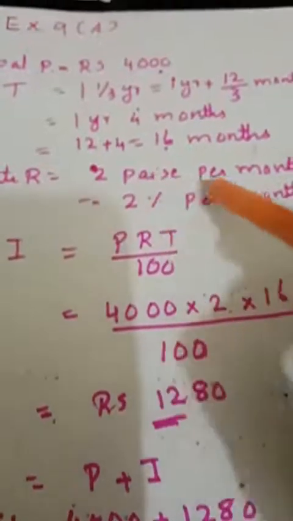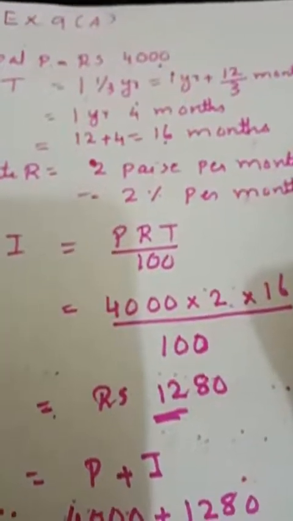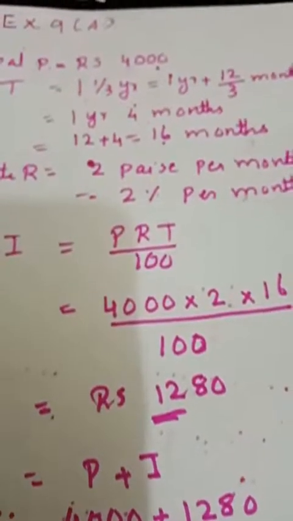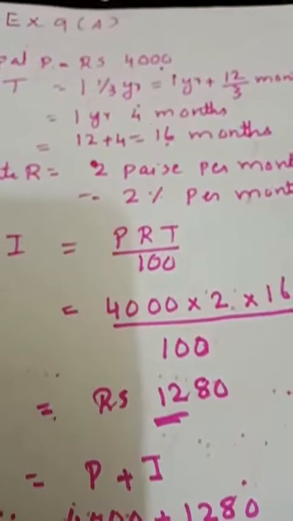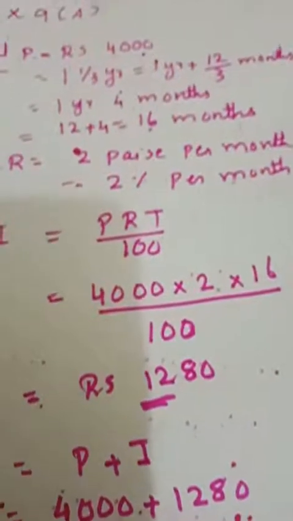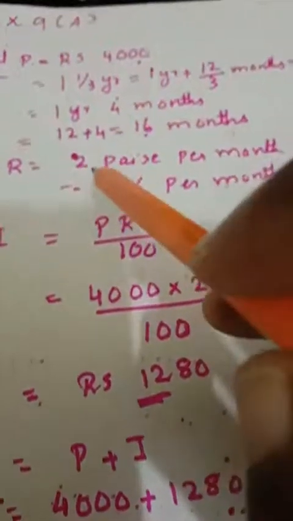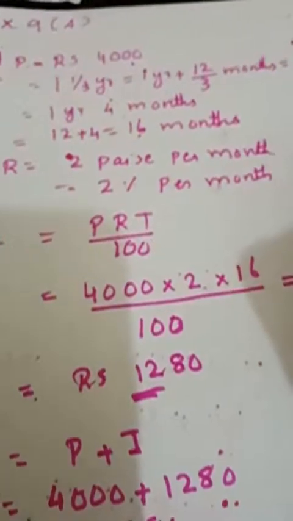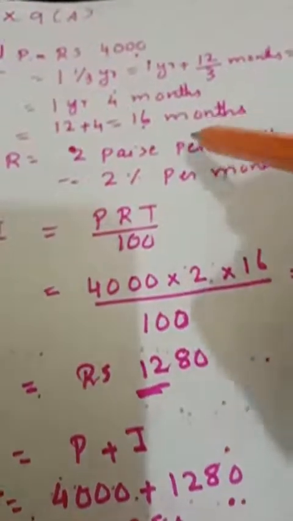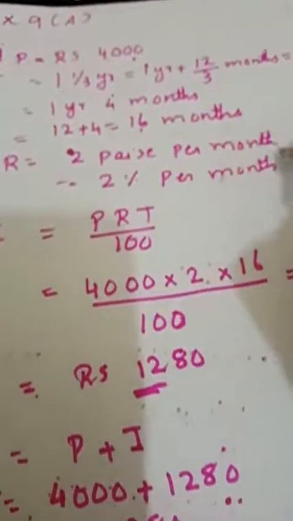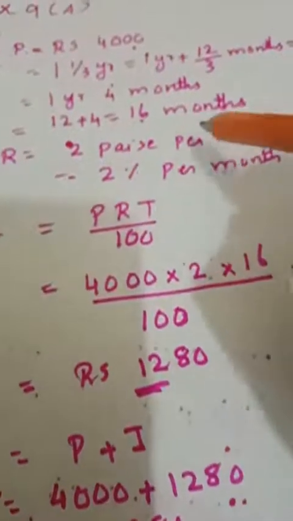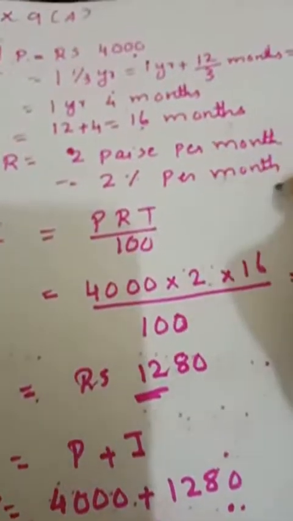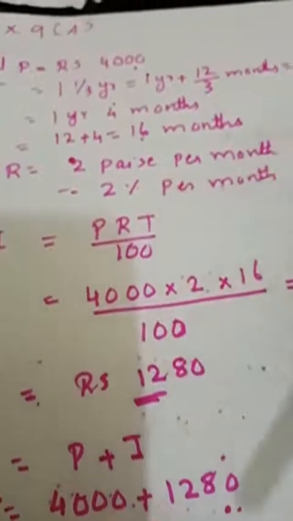Per month it is 2 paisa per rupee, for each 1 rupee. Usually rate of interest is calculated for every 100 rupees. But here it is 2 paisa per month per rupee. For 1 rupee it is 2 paisa per month. So we can write 2% per month, not per annum.